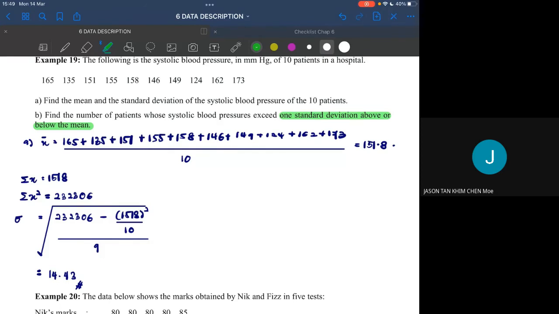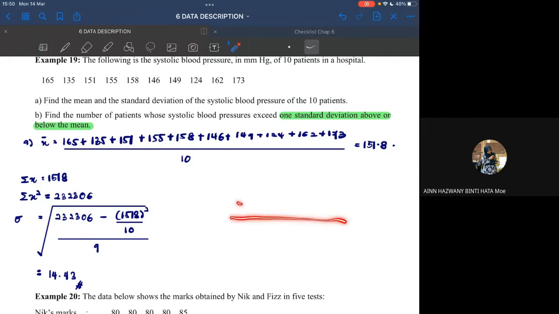Tidak tahu, Miss. Alright. So, kalau dekat sini, one standard deviation above or below the mean, so above just simply plus, below is just simply minus. Okay. So, dekat sini lah contoh kalau kita ada normal distribution.